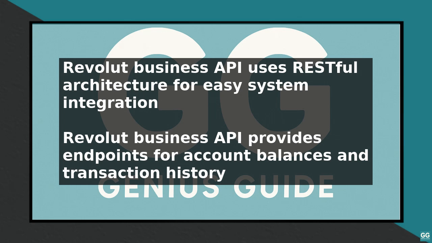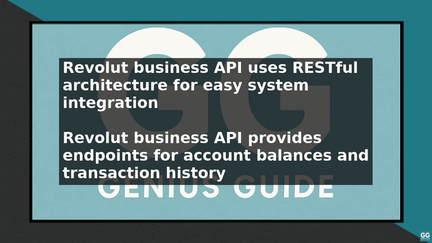One of the key benefits of the Revolut Business API is its ability to automate payment processing. You can use the API to create and send payments, as well as retrieve payment status and details. For example, you can use the API to automate payroll payments, supplier payments, or customer refunds.